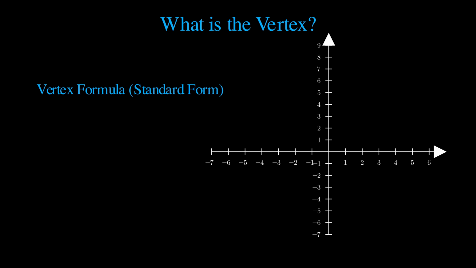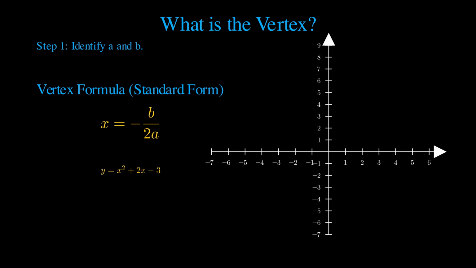Now that you know what the vertex looks like, we need a way to find it using the equation. When the equation is written in standard form, we can find the x value of the vertex using a formula. That formula is x equals negative b divided by 2a. In standard form, a is the number in front of x squared. B is the number in front of x. You ignore c for now.